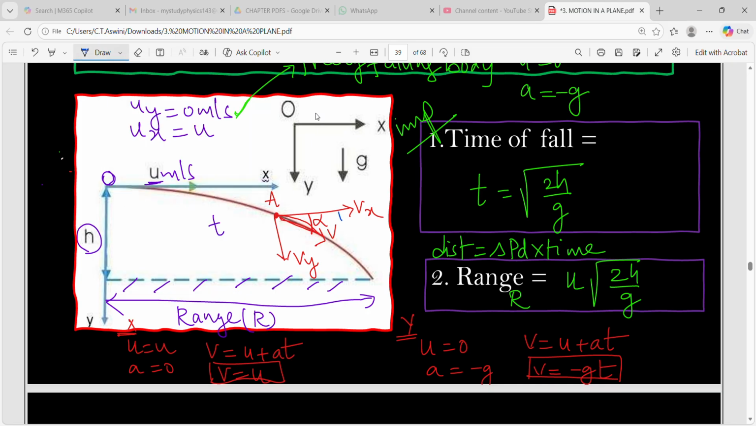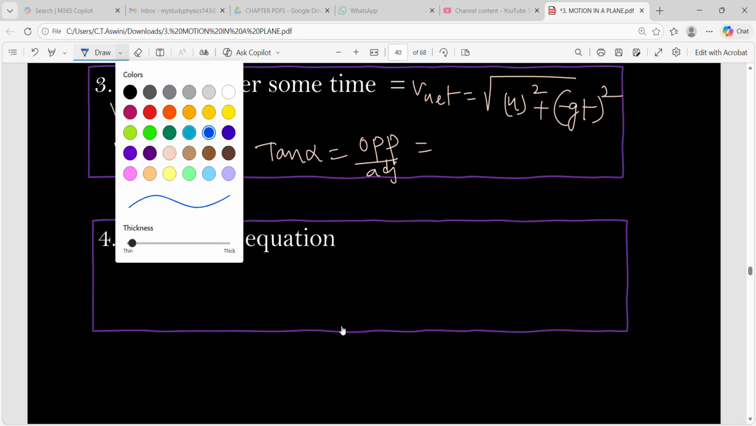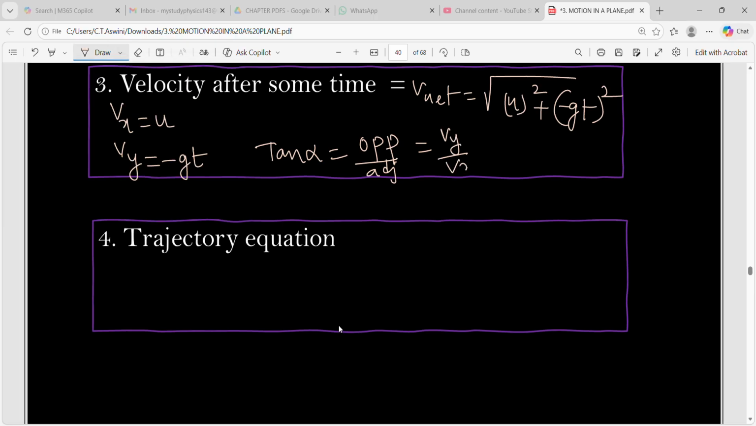What is the opposite side here? Can I say it is Vy and adjacent is Vx? This is the opposite side Vy and this is the adjacent side Vx. So it is Vy upon Vx. So just substitute the numerical data you got, and you will get the alpha value.